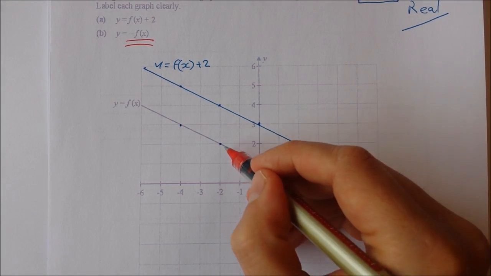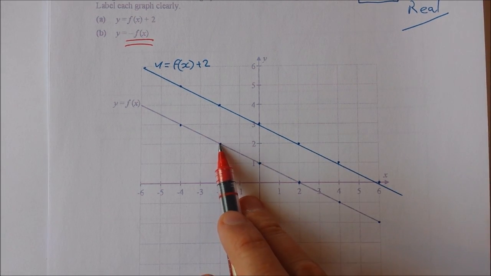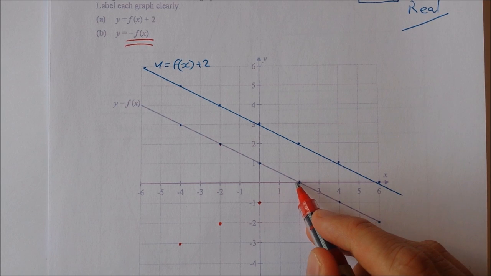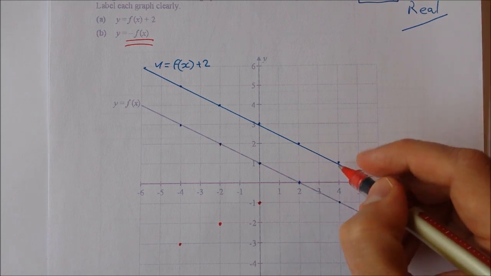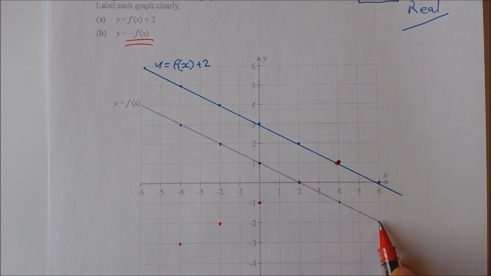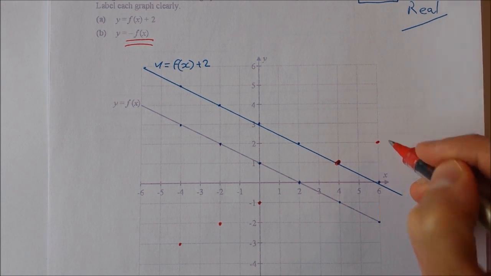Let's work this way first. The minus value of 2 is minus 2. The minus value of 3 is minus 3. I'll come to this one in a second. This is minus 1. The minus value of minus 1 is plus 1. This is minus 2. The minus value of minus 2 is plus 2, which is up here.